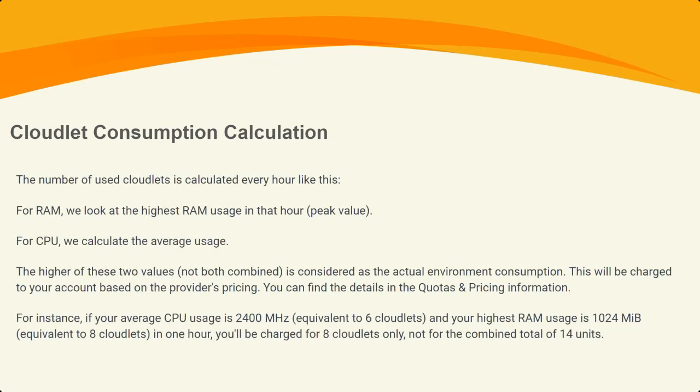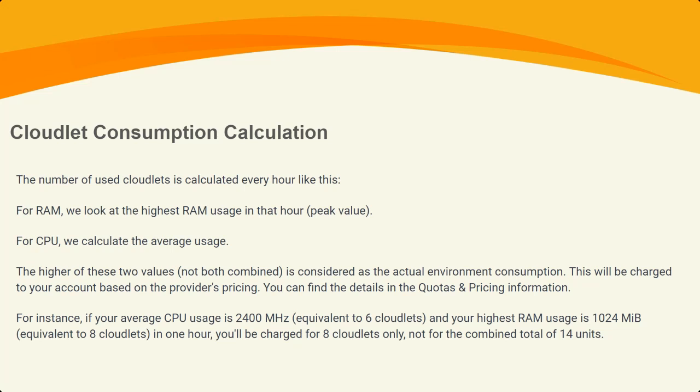Cloudlet consumption calculation. The number of used Cloudlets is calculated every hour like this. For RAM, we look at the highest RAM usage in that hour, peak value. For CPU, we calculate the average usage. The higher of these two values, not both combined, is considered as the actual environment consumption. This will be charged to your account based on the provider's pricing. You can find the details in the quotas and pricing information.